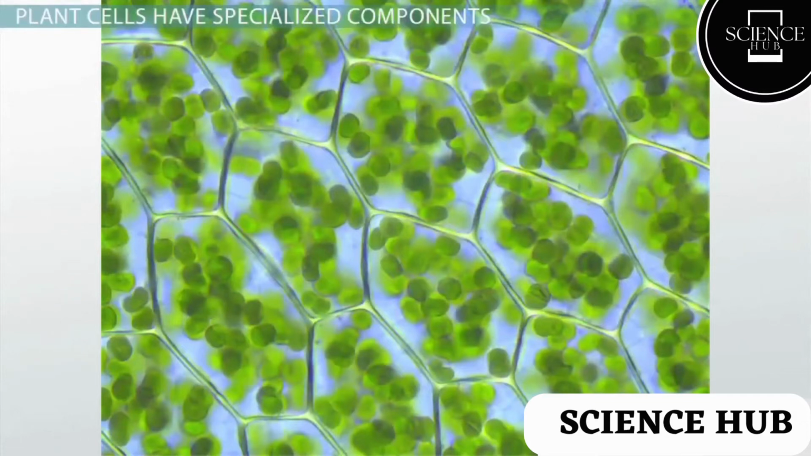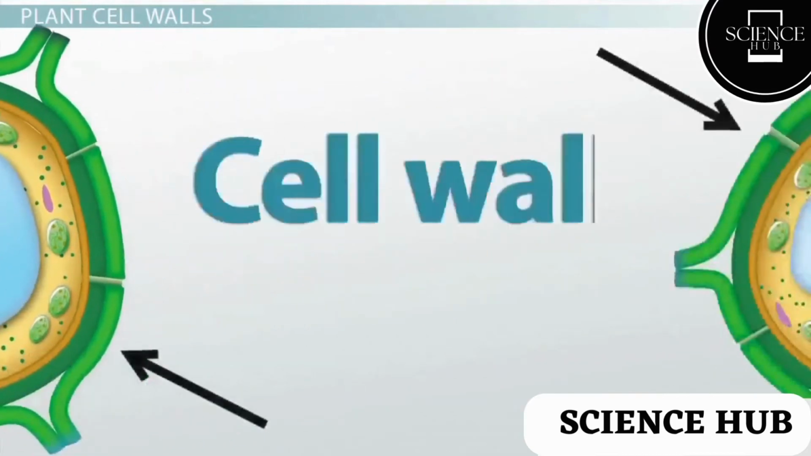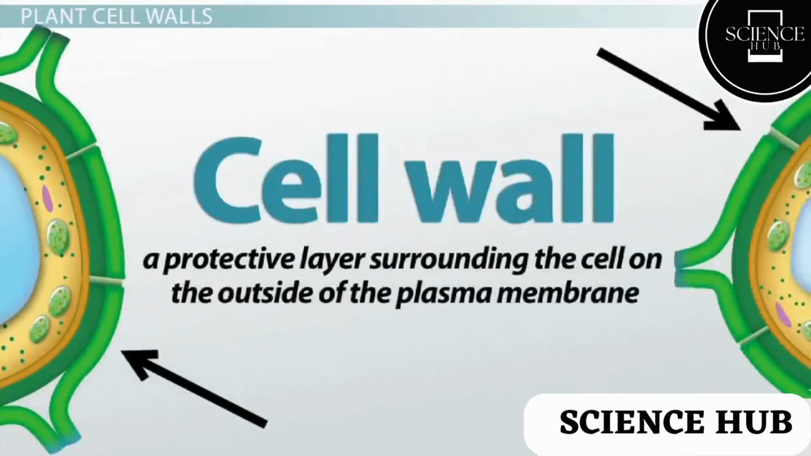In today's lesson, we'll talk about two more structures important to plant cells. All plant cells have a plasma membrane just like an animal cell, which provides the same barrier and regulates transport. However, plant cells also have a specialized structure called the cell wall. The cell wall is a protective layer surrounding the cell on the outside of the plasma membrane. A cell wall can be up to 800 times thicker than the plasma membrane.